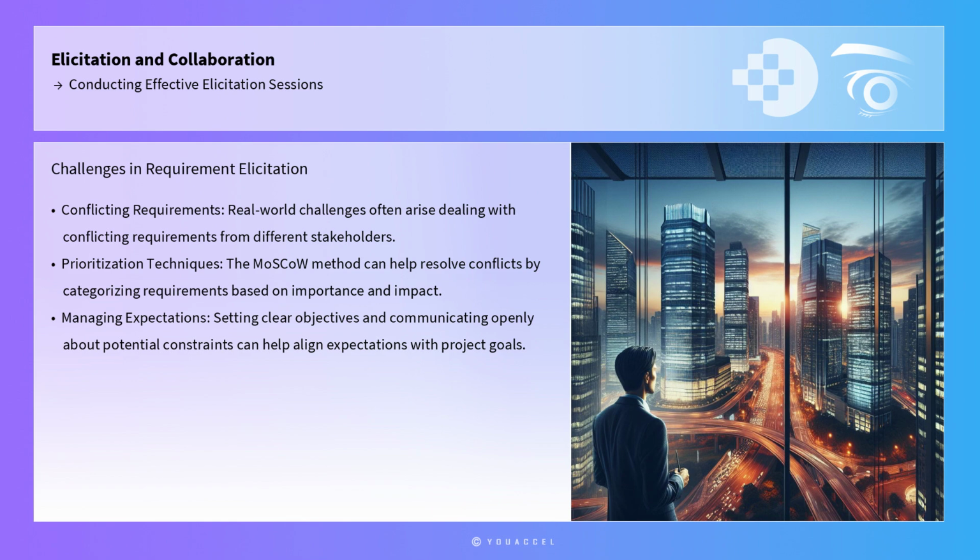Real-world challenges often arise during elicitation sessions. One common challenge is dealing with conflicting requirements from different stakeholders. In such cases, prioritization techniques like the MoSCoW method can help resolve conflicts by categorizing requirements based on their importance and impact on the project. Another challenge is managing stakeholder expectations. Setting clear objectives and communicating openly about potential constraints and limitations can help align expectations with the project's goals.